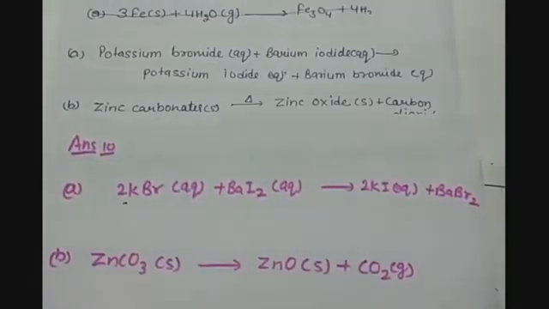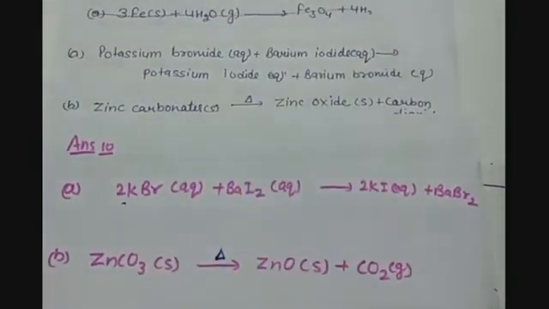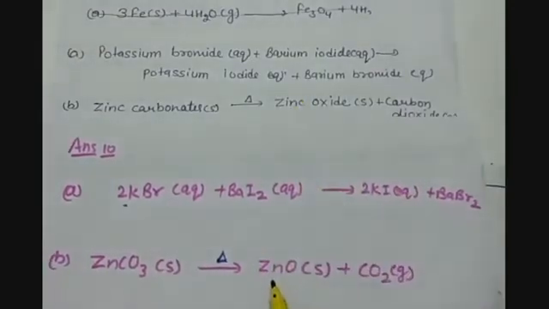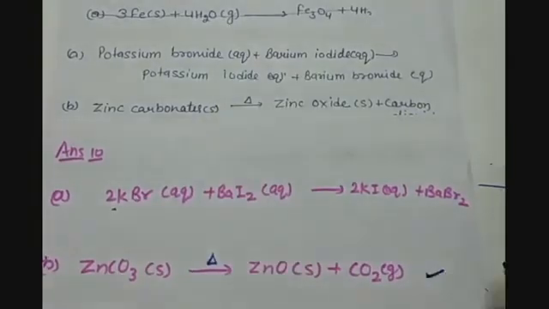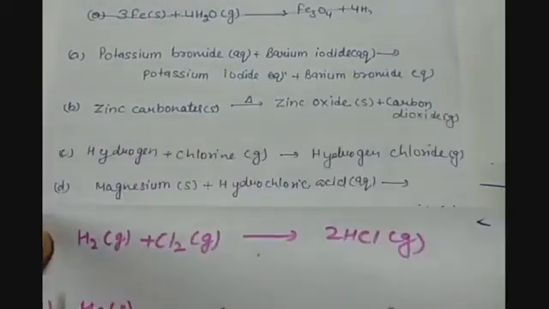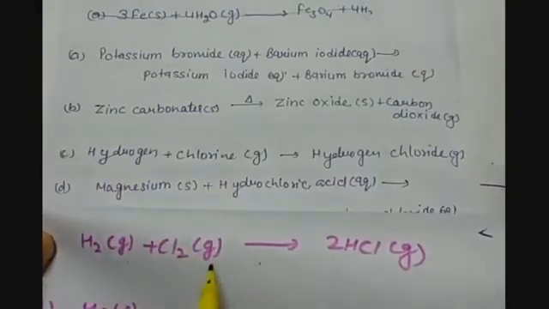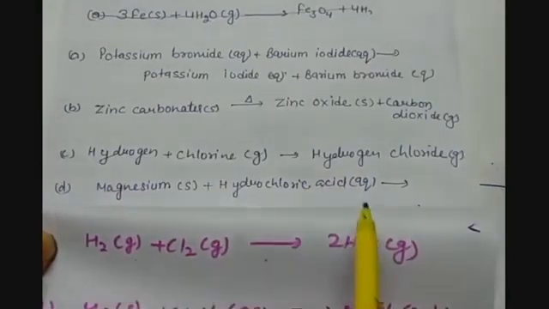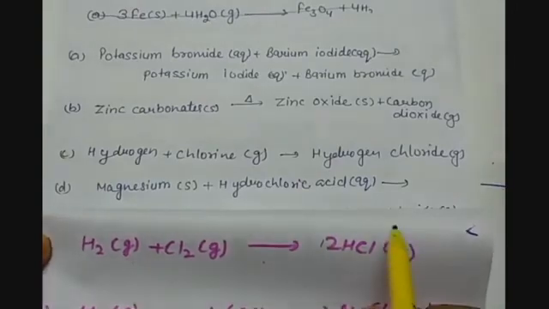Second is B, zinc carbonate, ZnCO3 in solid form. On heating, this symbol shows on heating, it gives zinc oxide, ZnO in solid form, and carbon dioxide in gaseous form. So this will be the equation for it. Third is hydrogen, H2 gas, chlorine, Cl2 gas, gives us hydrogen chloride, HCl. For balancing, I have multiplied 2 here, and this is gas.